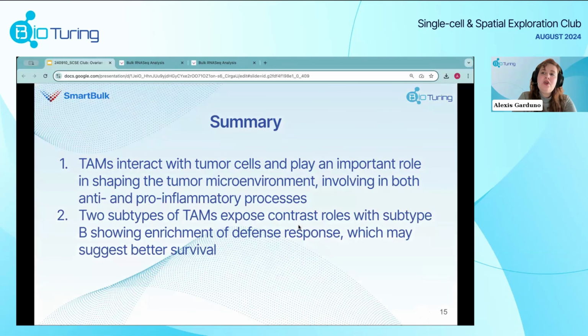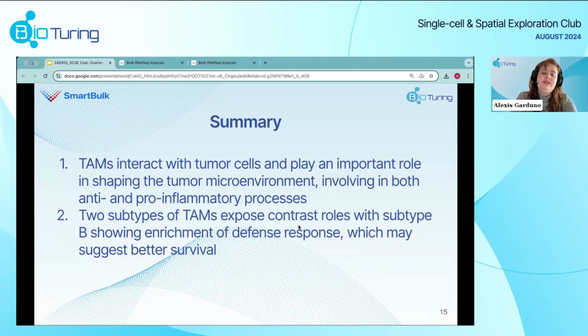Okay, so to go into a summary of the steps that we performed in today's session. What were we able to do from just looking at the ANOVA, looking at specific significant genes and how they're different across these interacting cell types? We could see that the TAMs interact with other tumor cells, and this was very clear when we did the ANOVA test across that data set. And we were able to define a very important role in how they shape the tumor microenvironment, involving both anti- and pro-inflammatory processes. So we were able to distinguish specific markers that have these two roles in the tumor microenvironment.